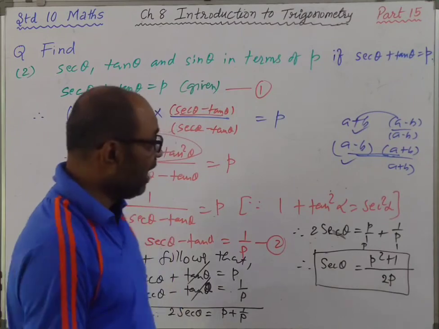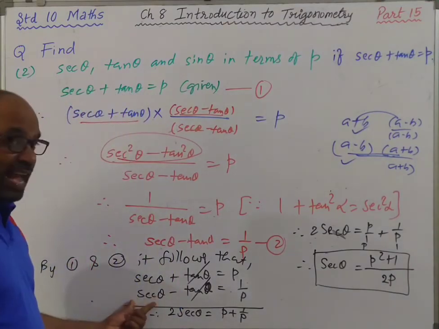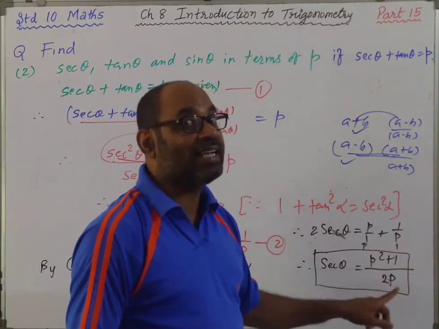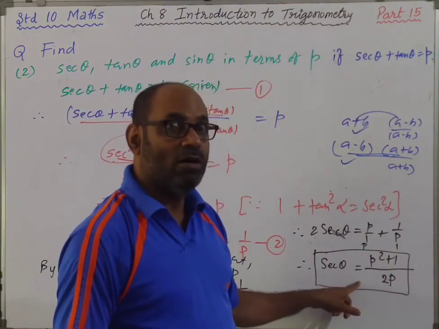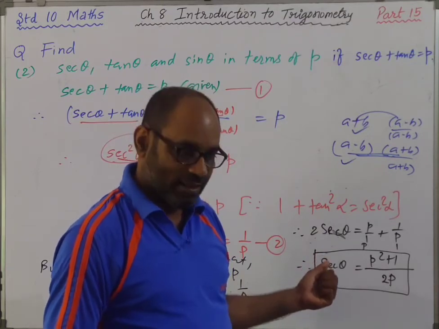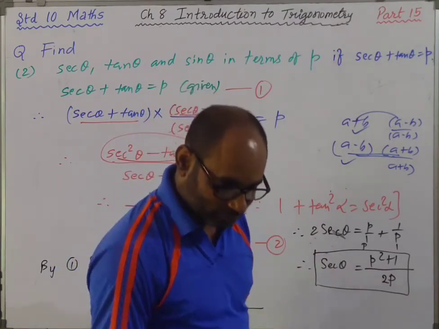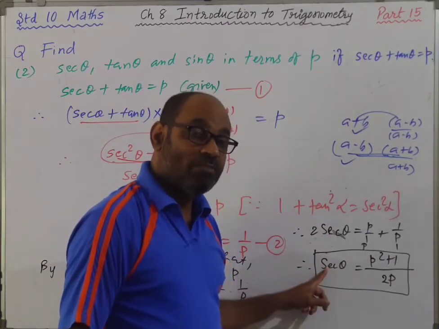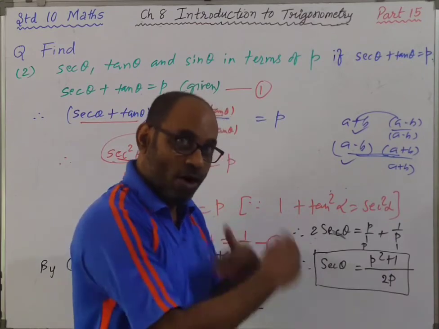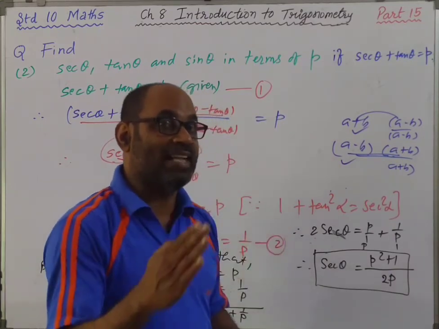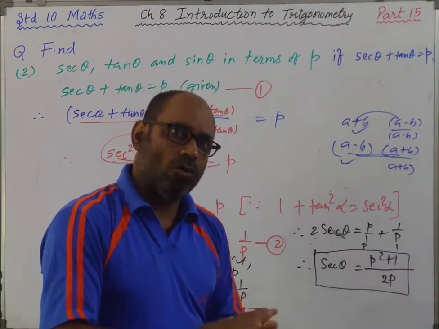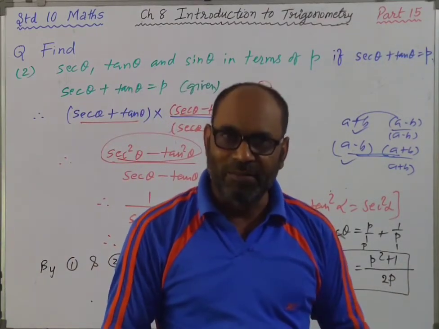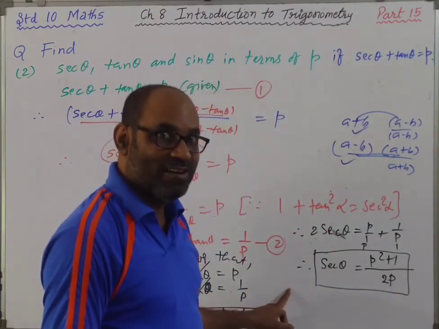Got it? Alright. Now if you want, you can eliminate sec and get tan, or use the identity 1 plus tan square is sec square, put in the value of sec and get tan. Alright? Okay? Now, from sec you get cos, by taking the reciprocal, and cos square plus sin square will give you sine. Once cos and sin are both found, you can find anything. Are you getting me? So you have to complete this, children.